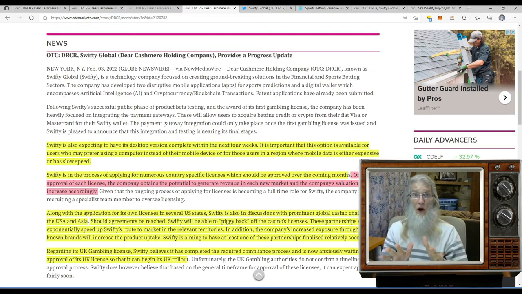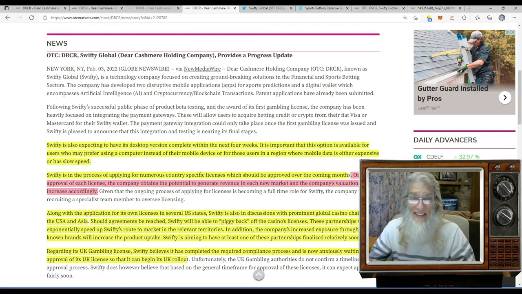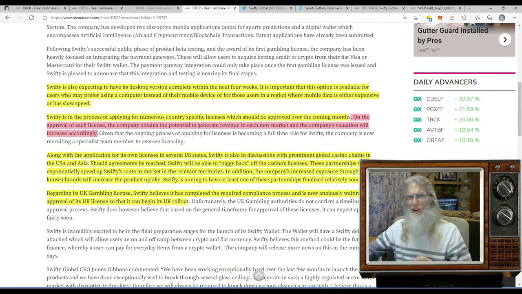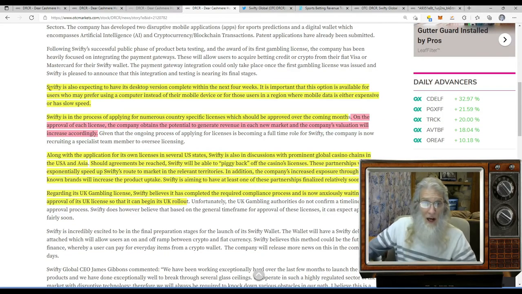the last PR. The last one came out February 10th, and it announced the launching of the Swifty wallet, which is happening right now, so there's no need to look at that one. But this one actually announces catalysts to come, and I love getting a forewarning on a catalyst. Now, the first one, you may not consider so big, but I like it. Swifty is expecting to have a desktop version complete within the next 4 weeks.